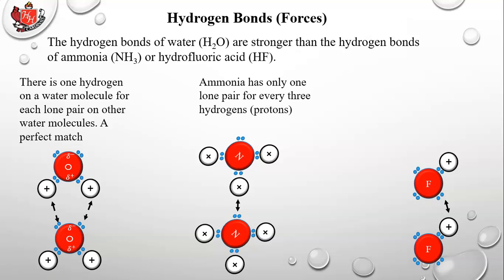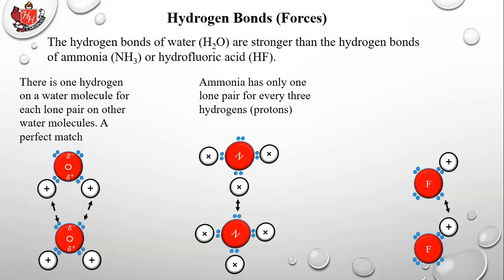Ammonia has only 1 lone pair for every 3 hydrogens, protons. So look at that. There's ammonia. It's NH3. So it has 3, they look like X's, but they're supposed to be pluses for the hydrogen. So they have 3 positive charges, but each one only has 1 lone pair. So it's like you go to a dance and there's 3 times as many boys as girls, then a lot of the boys won't have a dance partner. Okay? So you have more of those plus signs, those white plus signs, the protons, than you do lone pairs.